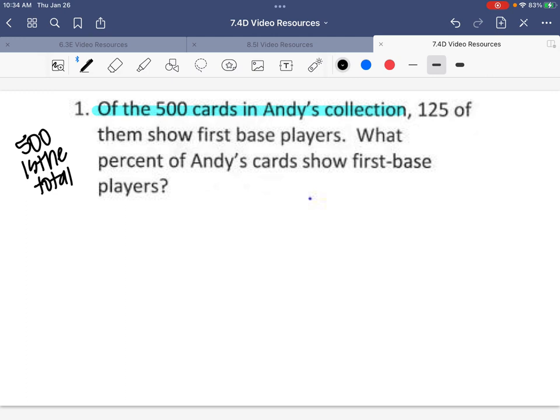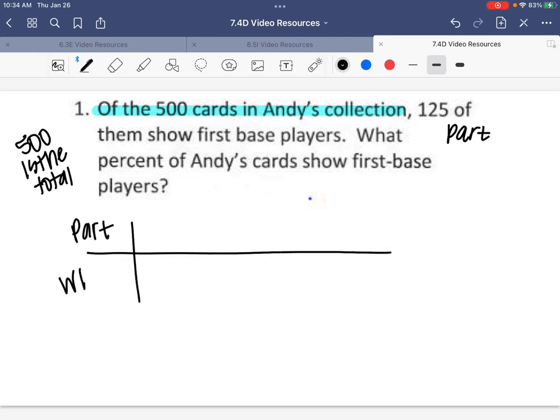125 of them show first base players. So here's our part. We want to know what percent of Andy's cards show first base players. So I'm going to make my table for part out of whole. And I know that we're trying to find percent of first base players. So my part would be the number that have first base players, which is 125. And that is 125 out of 500 of his total cards.